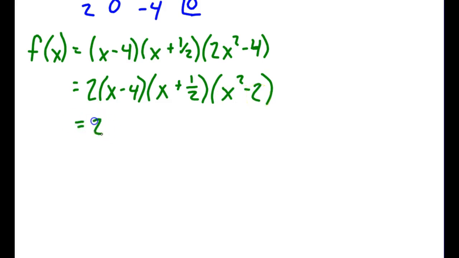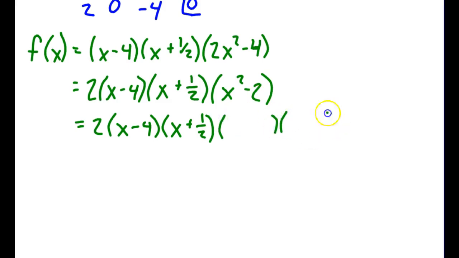So the last step to breaking this down, we have 2 times x minus 4 times x plus 1/2. And now looking at this, x squared minus 2, even though 2 is not a perfect square, we can apply the difference of squares pattern. So if this is x squared, we know this is going to be x and x. One's going to be positive, one negative. And then we look at what is the square root of 2? Well, it's just going to be radical 2. So we can break that up into x plus radical 2 and x minus radical 2.